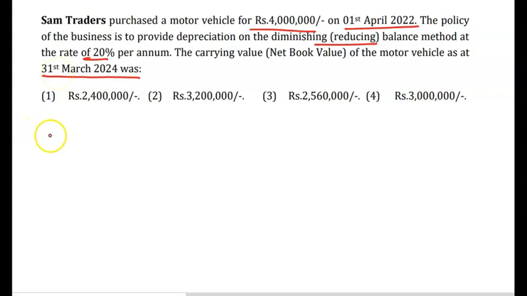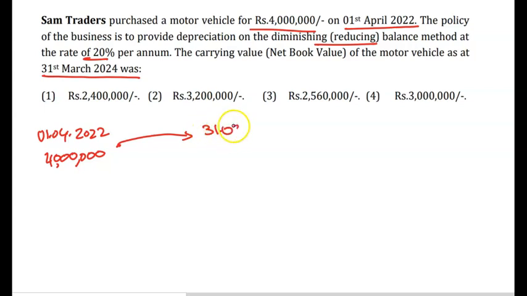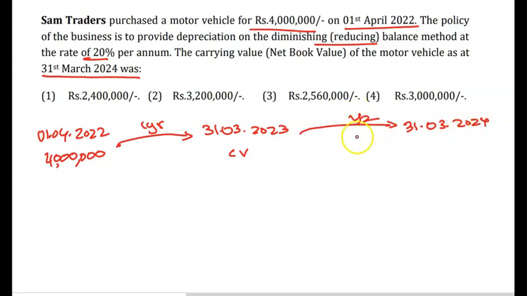So basically, if you draw a timeline here, 1st April 2022, he is buying it for 4 million. Then from here to here he is going to use it until 31st March 2023. That means for 1 year he is going to use. So after 1 year there will be a carrying value. Then the next year, the second year, would be 31st March 2024. So this is year 2. So here they are asking what is the carrying value for year 2.